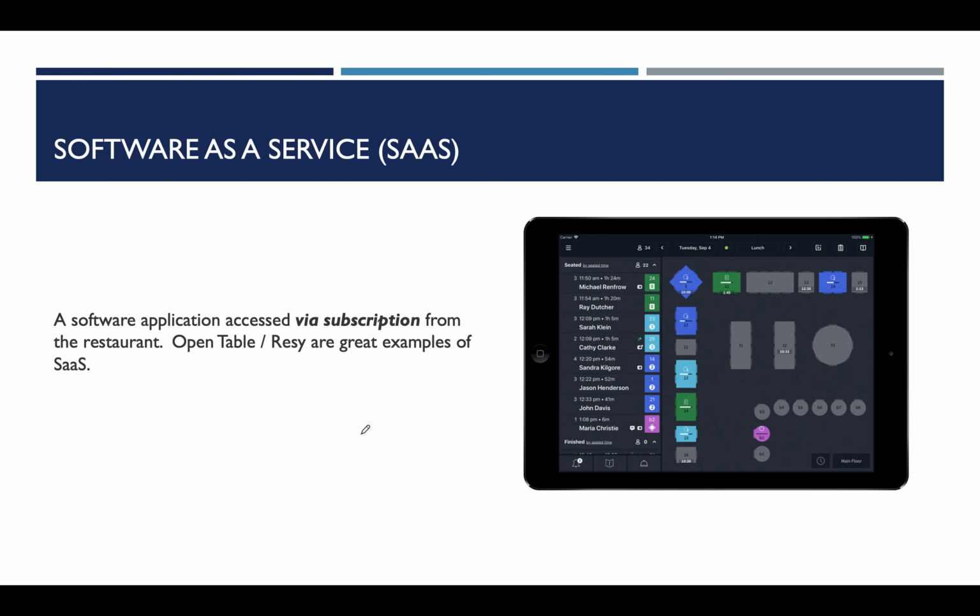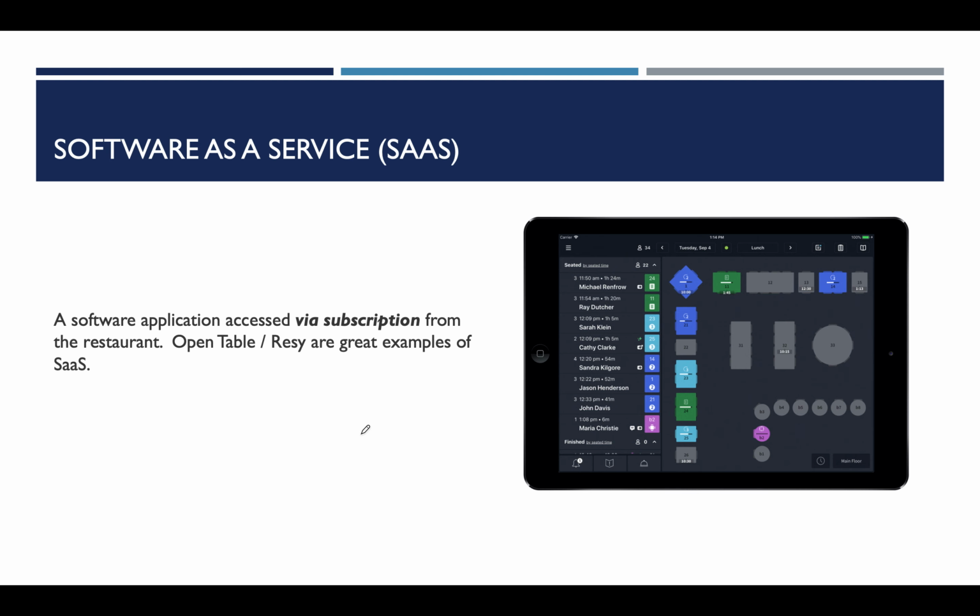Software as a service. This is any time a software application is basically rented, okay, accessed via subscription for the restaurant. So OpenTable or Resi are both online reservation management systems that are great examples of this. But really, it's any time that you do not physically own the software that you are using. So you find this in all forms today, like Spotify, Apple Music, Netflix. Those are some social examples of software as a service, right? Because you don't own it, but you pay to access it.